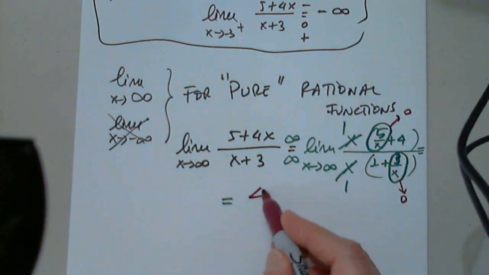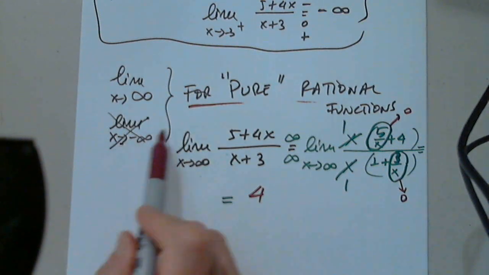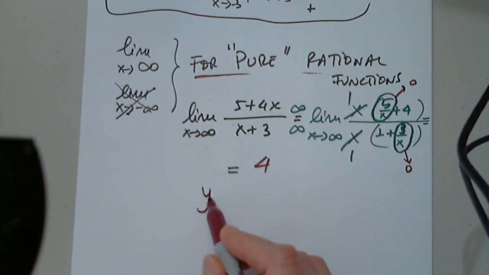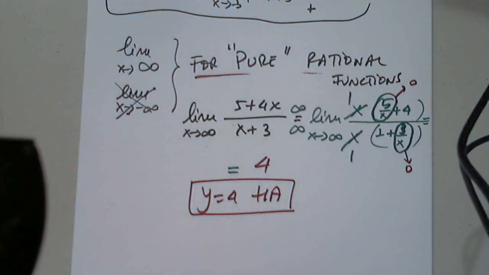Excellent. It's a pure rational function. I don't have to determine this one. It will be redundant. It will be the same. So then y equals 4, horizontal asymptote. Full stop. Okay, any questions?